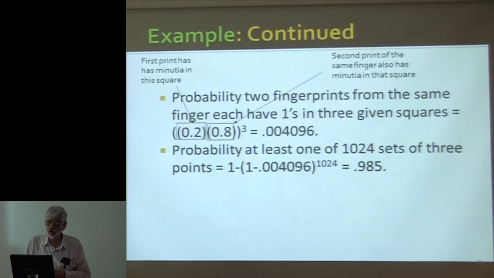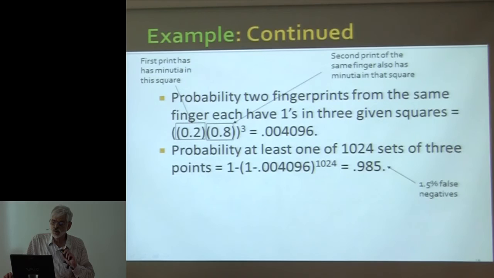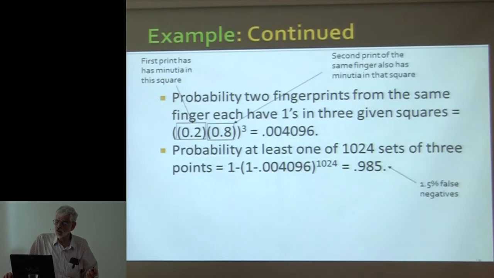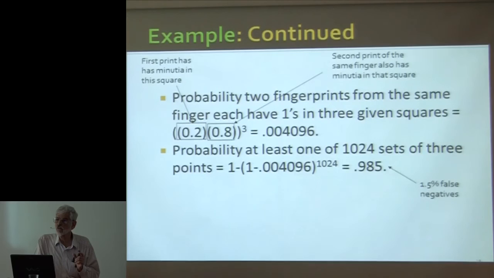Well, again, 1 minus 0.004096 is the probability that they won't be thrown into the bucket. And then you raise that to the 1024th power, that's the probability that they're not thrown into any of the 1024 buckets together. And then 1 minus that is the probability that they do become candidates. And if you look at that, the probability is about 0.985. So about 1.5% of the true pairs of fingerprints will be false negatives. We will never see them in the same bucket together.